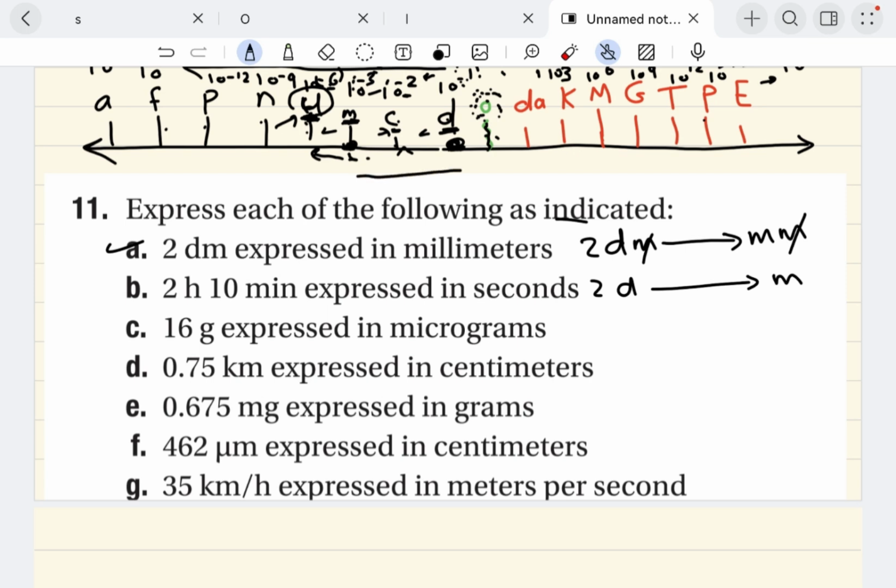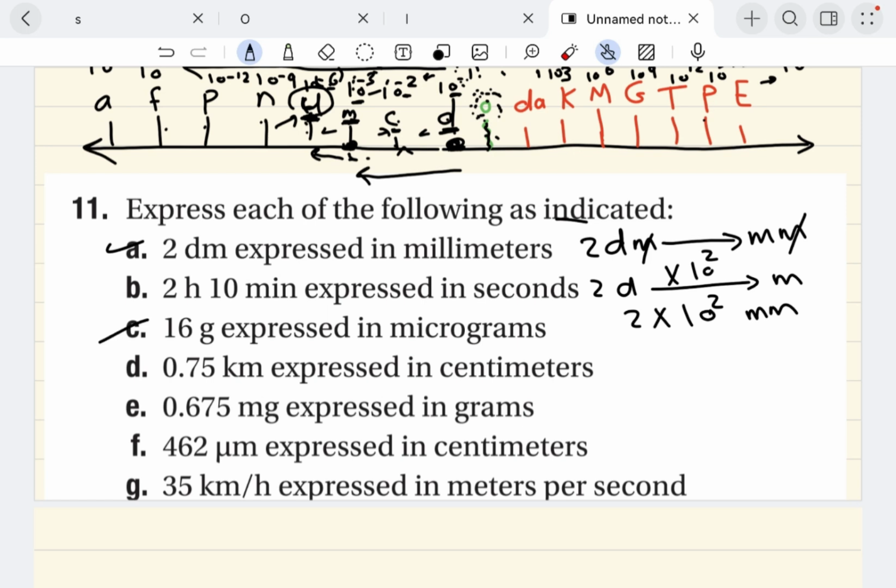It's from big to small. So we said from big to small we have to do multiplication. From d to m, here is 10 to the power of minus 1, and here is 10 to the power of minus 3. So how many numbers between minus 1 and minus 3? It's minus 2 and minus 3, two numbers, so I will multiply by 10 to the power of 2. The answer will be 2 times 10 to the power of 2 millimeter. This is for A.